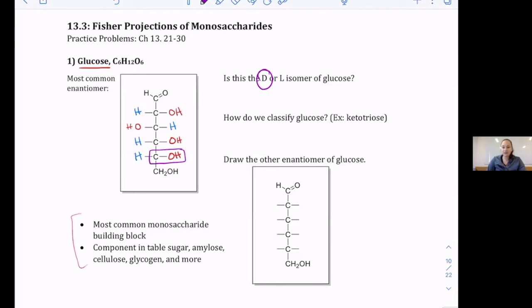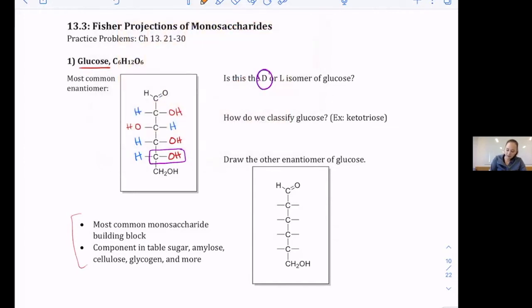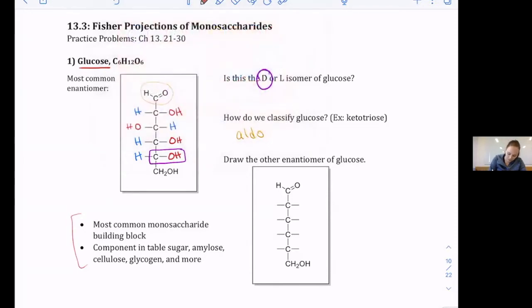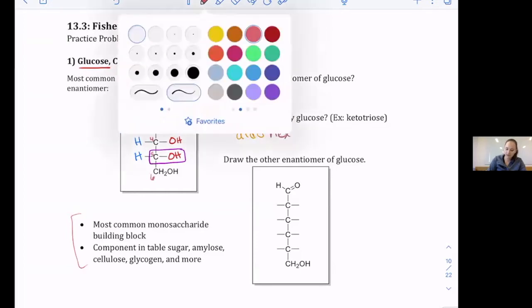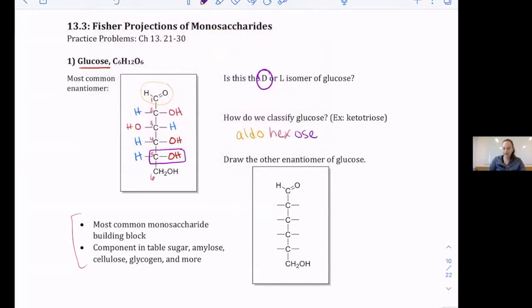So how do we classify glucose? This is like our keto or aldo, and then our number. Let's do another color again, why not? First off, on the top, we show that we have an aldehyde. So we have aldo. And then let's number our carbons. Let's do 1, 2, 3, 4, 5, 6 carbons. So we have hex. And then our last portion is just showing that it's a sugar, ose. So it's an aldohexose for glucose.